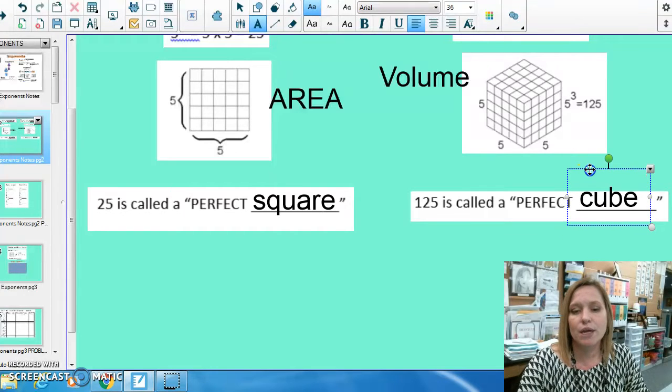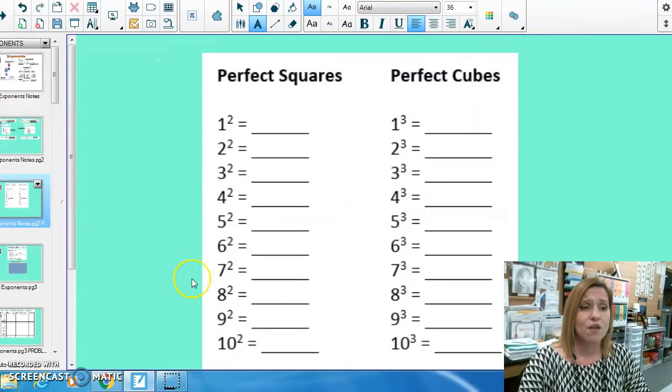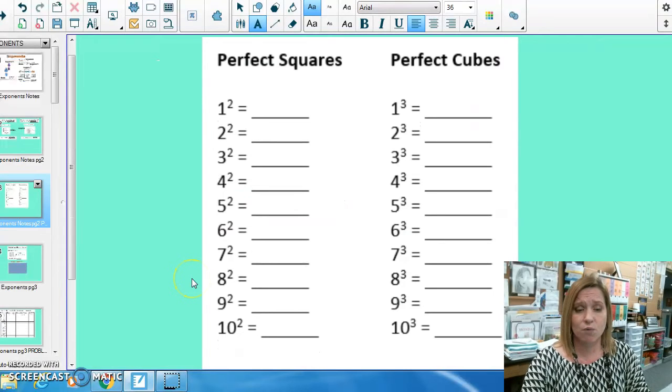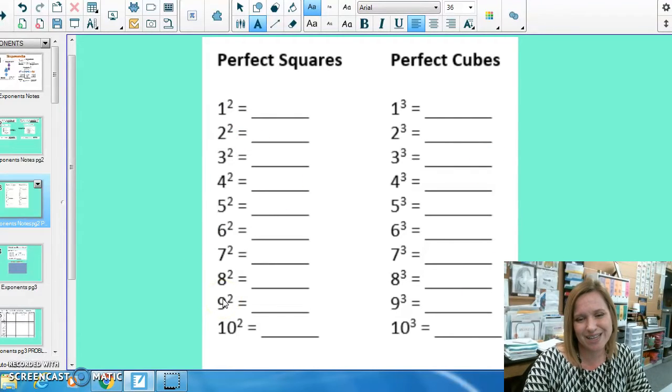Now on the bottom of this page, you will have an opportunity to see all the perfect squares and perfect cubes from 1 to 10. Go ahead and pause the video at this time, and when you are done, show your teacher, and then you can move on to the next section of this video.